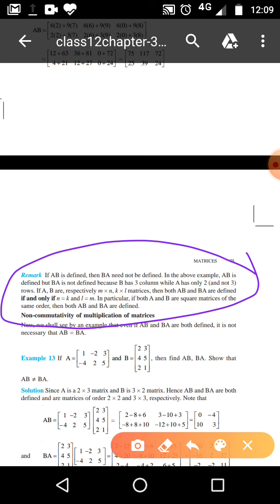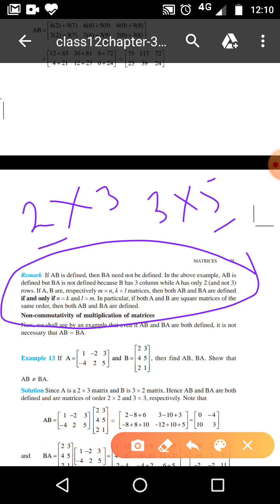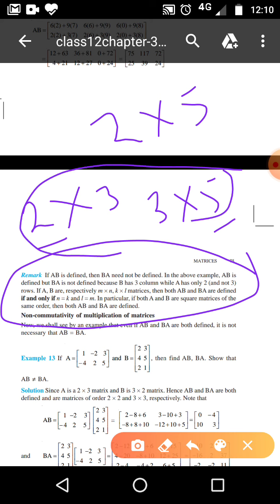Okay, so first see the remark: if AB is defined, then BA need not be defined. This means AB may be defined but BA may not be defined. Suppose you take a matrix A of order 2 cross 3 and B is of order 3 cross 5. Then AB is defined and the resulting matrix AB is of order 2 cross 5, but B is 3 cross 5 and A is 2 cross 3, so BA is not defined. So sometimes AB is defined but BA is not defined.